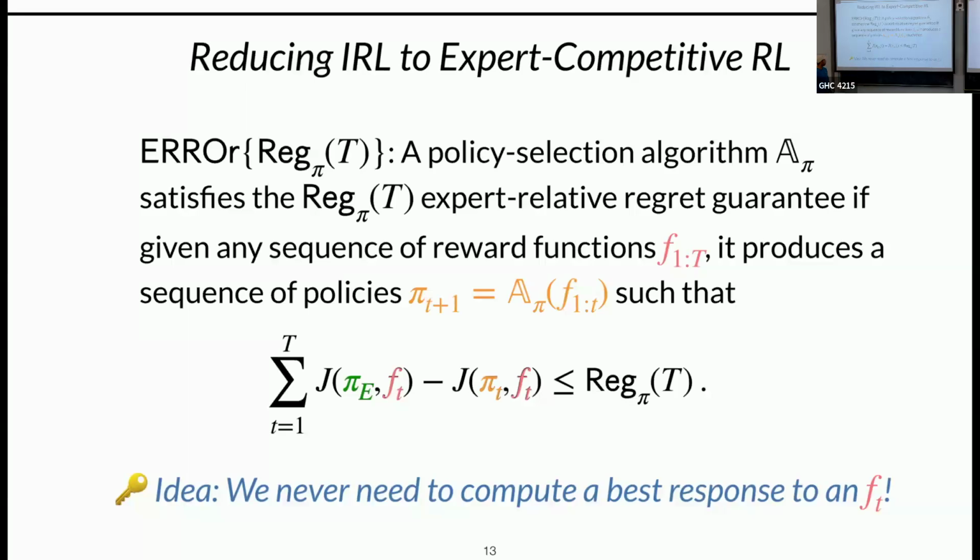So if at every step I took the f_t I got and computed the best policy for it, can anyone tell me if I'd satisfy this condition? Why or why not? And just for simplicity, assume the expert policy is in your class. By the way, are you doing cost or reward? Entirely possible I switched between cost and reward. I think you're doing reward. Okay, never mind. Can anyone tell me if I did best responses at every step, whether I satisfied this definition?